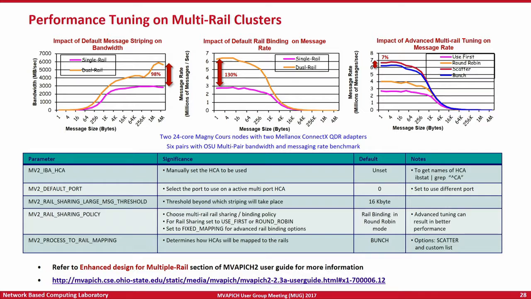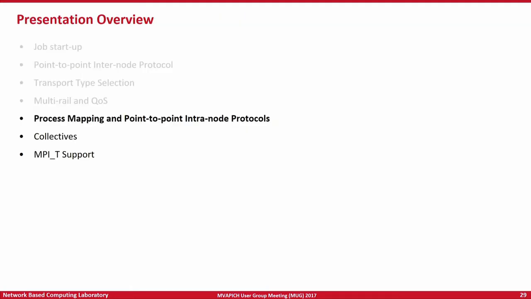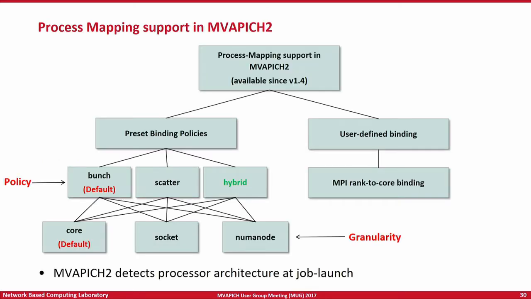So going forward, going back to what Dr. Hyun Ryu mentioned, process mapping is extremely critical for high performance MPI libraries, especially on emerging systems like Knights Landing or the dense many-core systems where people may end up using more of an MPI plus OpenMP paradigm. So for this particular reason, apart from the default bunch and scatter mapping schemes, we have recently introduced what is called a hybrid process mapping scheme for MPI plus OpenMP kind of applications.